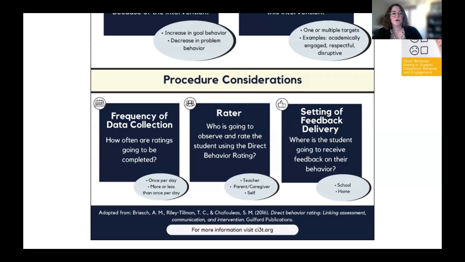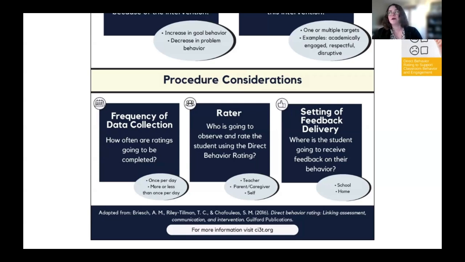So what's the right rating period and frequency for the students? Then we want to think about the rater. Who's going to be the rater completing the DBR? Very often, it's the classroom teacher, right, as a part of this tier two intervention, but it can be anybody who's consistently present for that observation period. So there's a chance you might be able to utilize other adults, but you want to make sure it's somebody who's going to be there consistently for the reading period.